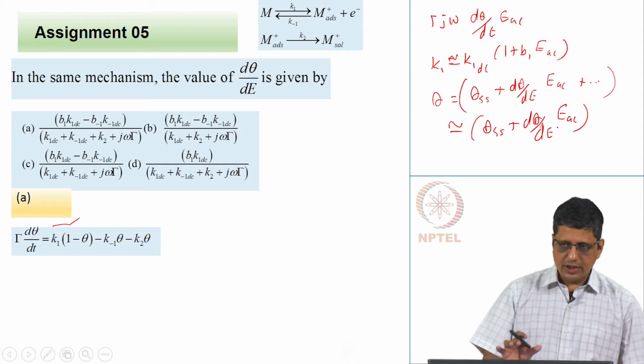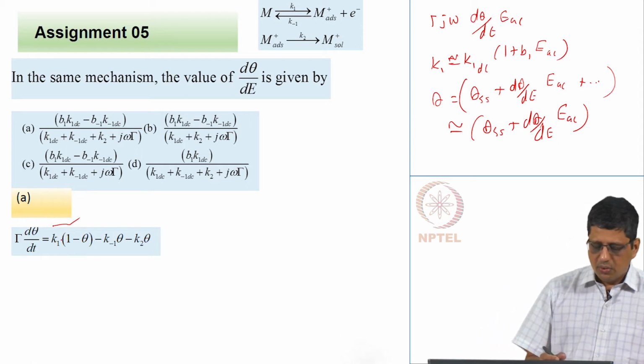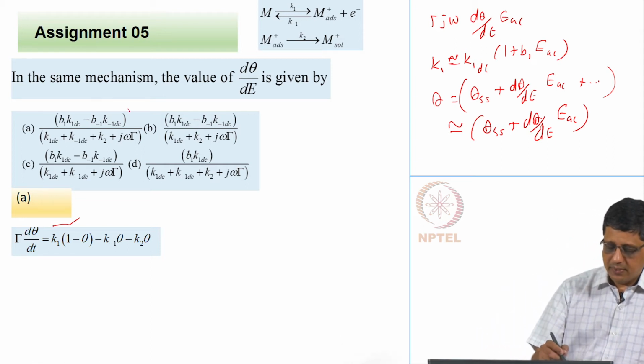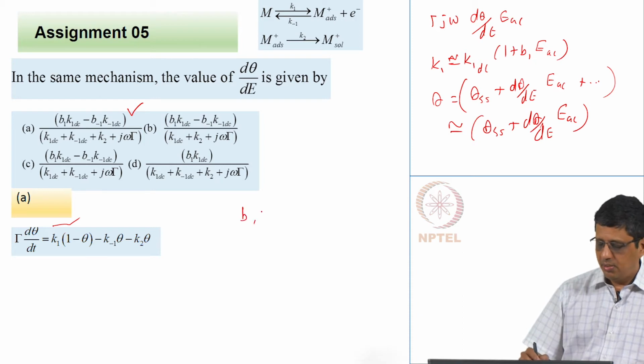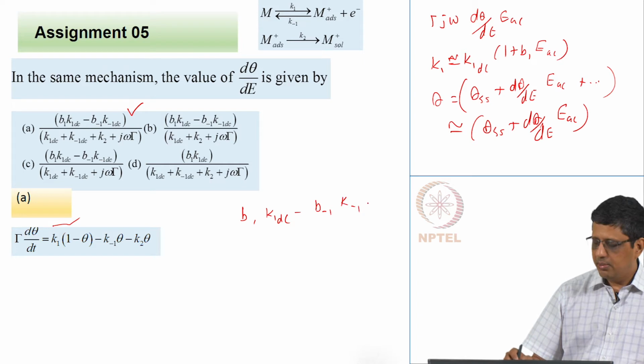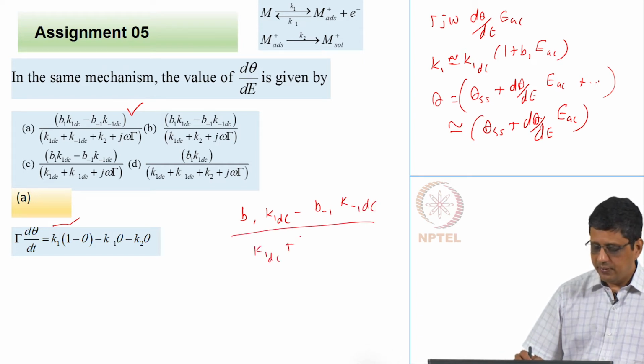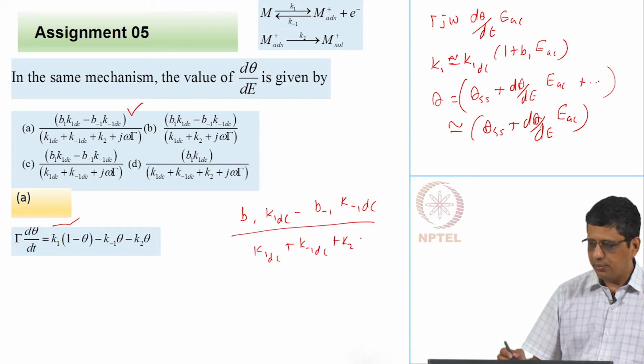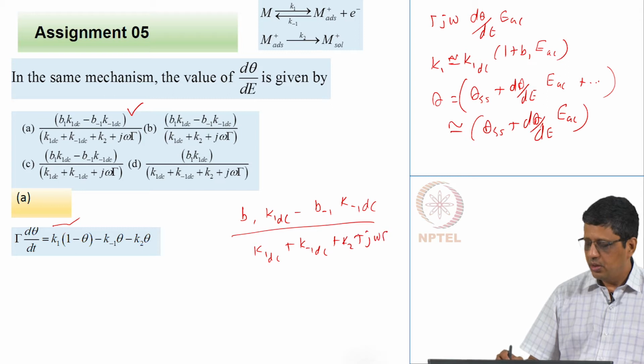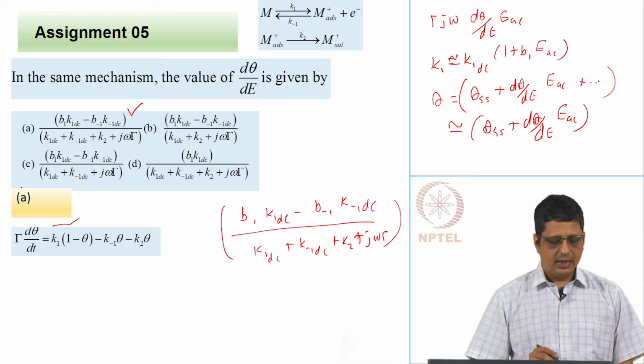And then rearrange this equation. Eventually, you would get B1 K1 dC minus B minus 1 K minus 1 dC in the numerator, and K1 dC, K minus 1 dC, and K2, which is of course independent of potential, in the denominator. So, we should select A.